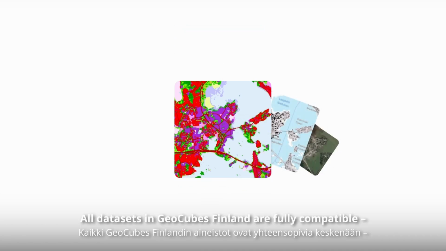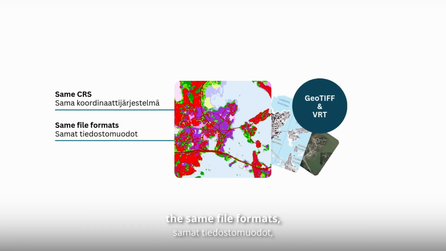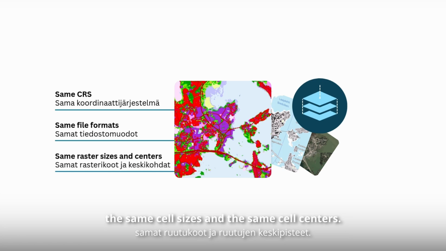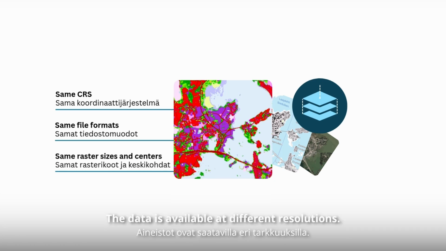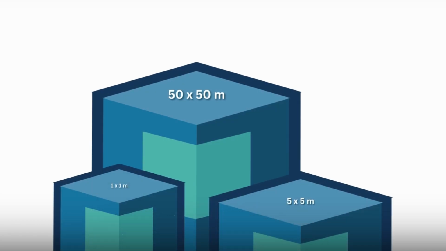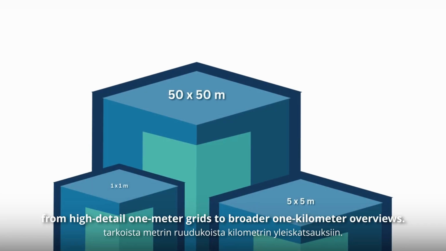All datasets in GeoCubes Finland are fully compatible. They use the same coordinate system, the same file formats, the same cell sizes, and the same cell centers. Convenient, right? The data is available at different resolutions. You can adjust the resolution to suit your needs, from high-detail 1-meter grids to broader 1-kilometer overviews.